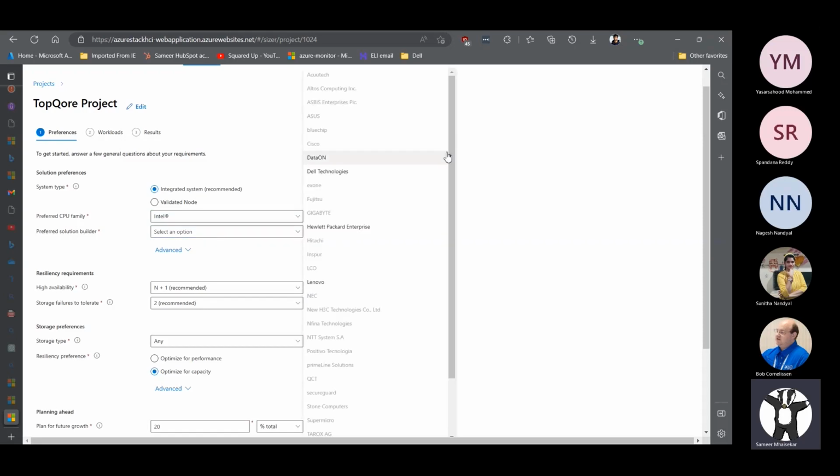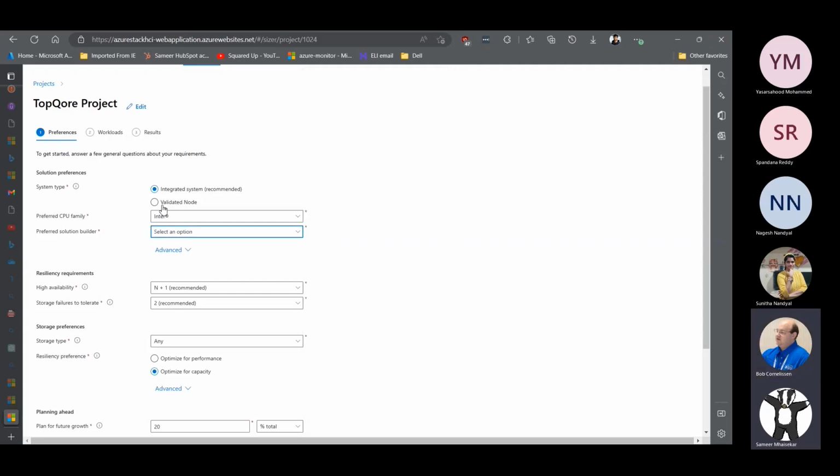Preferred solution builder, right? So this is the list of all the validated as well as integrated partners. Now you see some of these are highlighted while some of these are blacked out. This depends on what you choose here, system type. So since I've got integrated system, only the options that are integrated systems are available to me to select from.